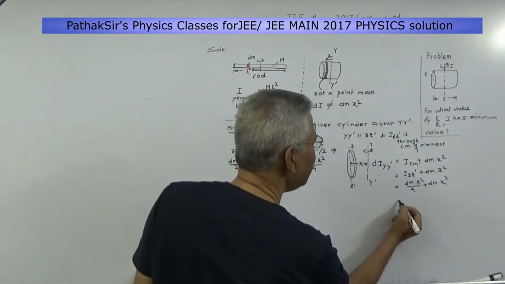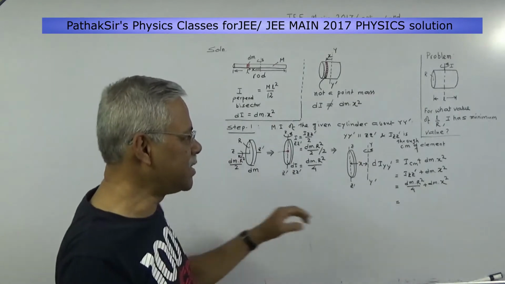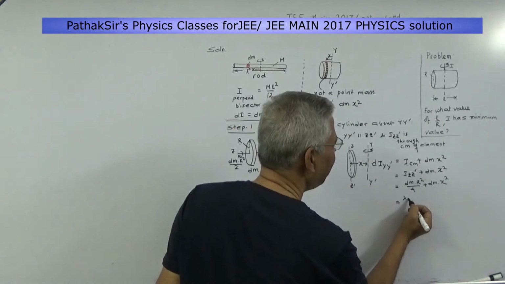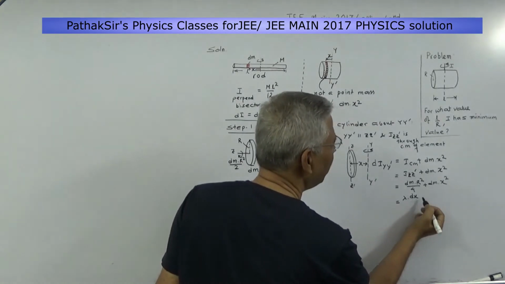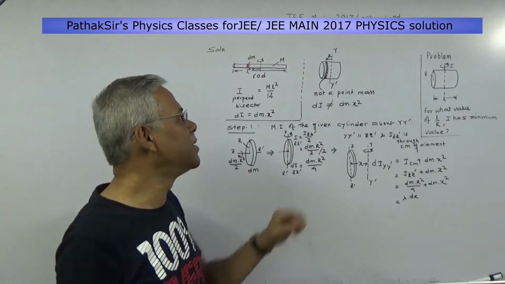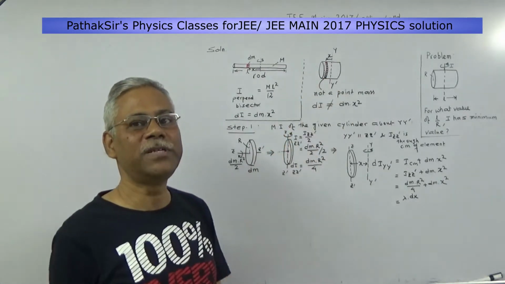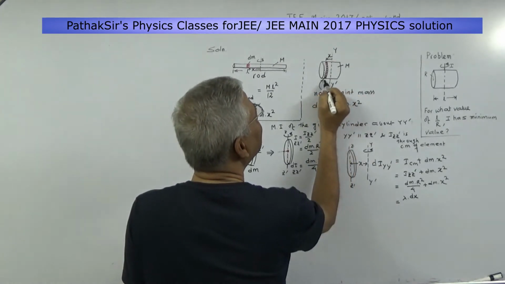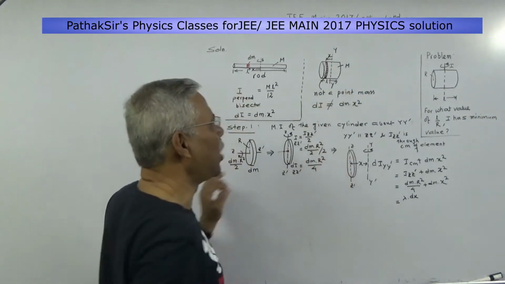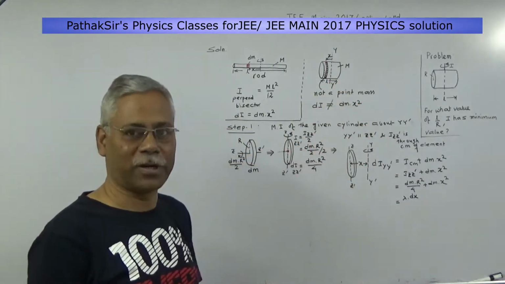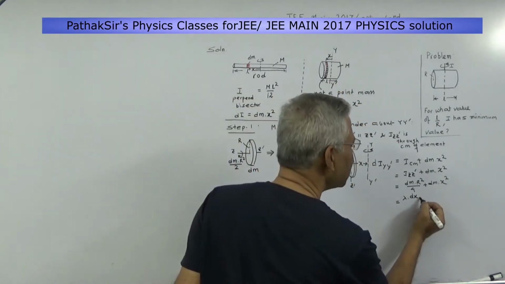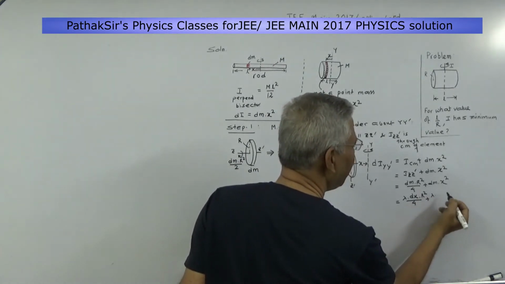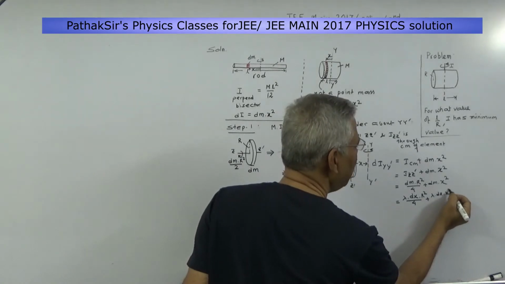Before we go for integration, let us simplify it further. I write dm as lambda into dx, where lambda is the mass per unit length of this cylinder. Mass is m and its length is l, so lambda equals m by l, which I will put afterwards. So we get lambda into dx into r square by 4 plus lambda into dx into x square.